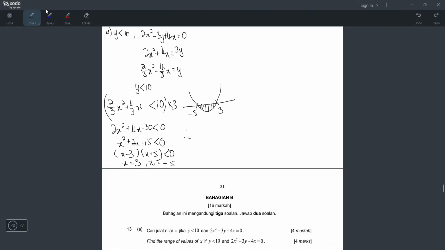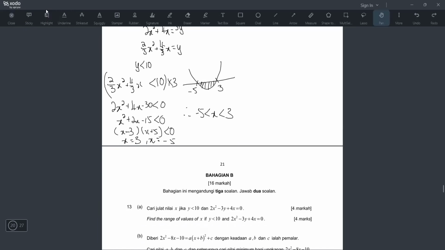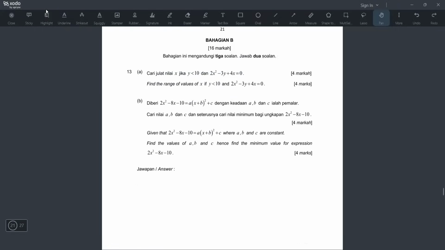Right? So the answer here will be x in between. The range will be in between negative 5 and 3. Right? So this is the answer. This is the correct way to do it. Okay, and remember, during the exam, you must sketch this in the answer space, right? So this is part of the working. So this is how you get the 4 marks. Okay. All right. Hope you understand.